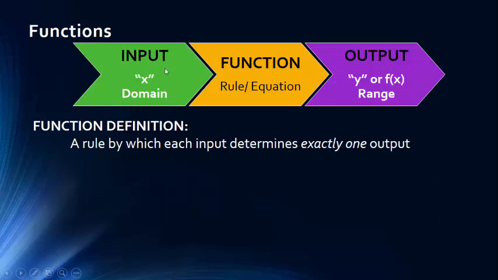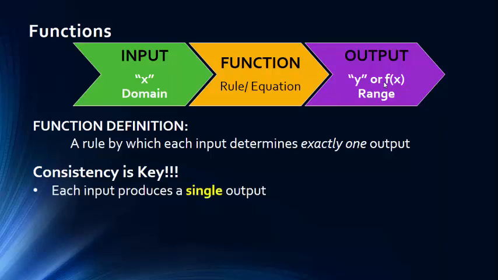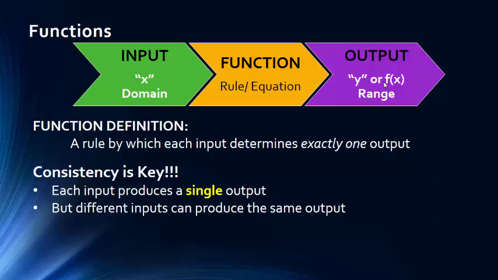I put 10 in, the gas price hasn't changed, so I should always get the same output. So a function has consistency. Consistency is key. Each input produces a single output. You cannot put 10 in and get 10 or 20 out, because then you wouldn't know what to pay. But notice, different inputs can produce the same output.